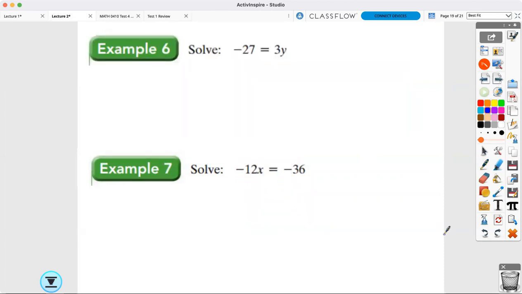So here's example 6 and 7. I'm gonna give you guys a minute to copy down the first one before we get in. Negative 27 equals 3y. Go ahead and write it down. Now, for me, remember, I don't really like the letters on the right side, so I'm gonna flip this one. I'm gonna get 3y equals negative 27, right? Same thing.